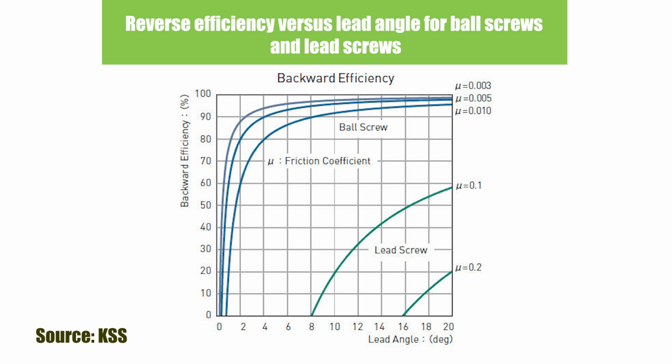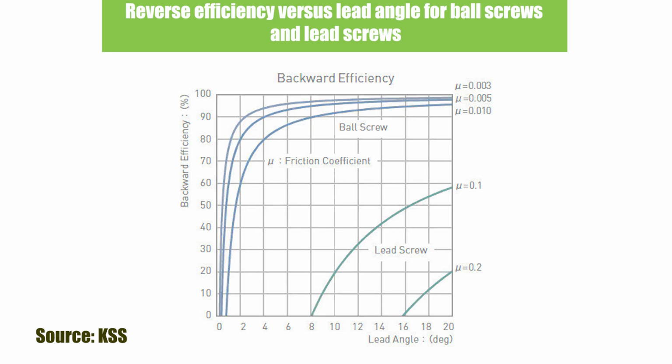Lead screws are low efficiency drives and therefore typically have very low tendency to backdrive. On the other hand, ball screws are more efficient, making them more likely to backdrive in vertical applications.